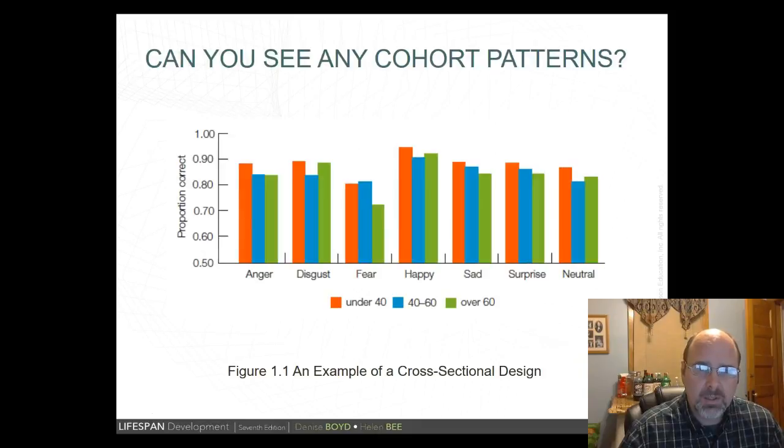So let's take a look at cohort patterns here. In this cross-sectional study, researchers compared the ability to recognize various kinds of facial expressions across young adult, middle age, and older groups. This study is called cross-sectional because it measured the same variable at the same time in people of different ages.